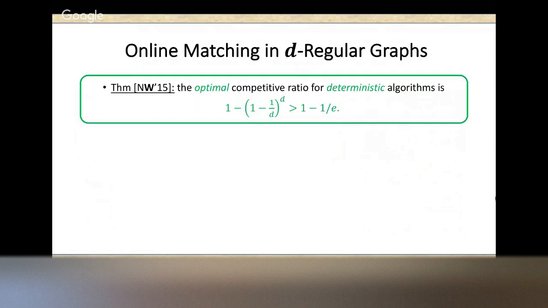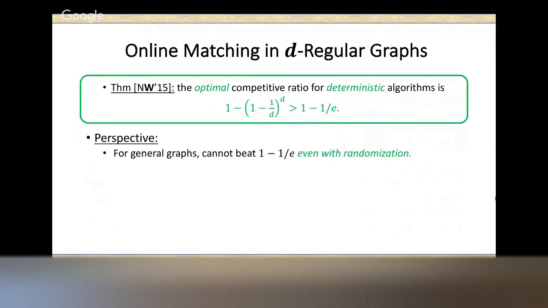All right, so what's known in online matching? In recent work with Sefino, I showed that the optimal competitive ratio for deterministic algorithms on d-regular graphs is, ignore the exact expression, strictly greater than 1 minus 1 over e for any fixed regularity d. A bit of contrast with what we said so far: for general graphs, you can't beat 1 minus 1 over e even deterministically. For regular graphs, you can do better deterministically.